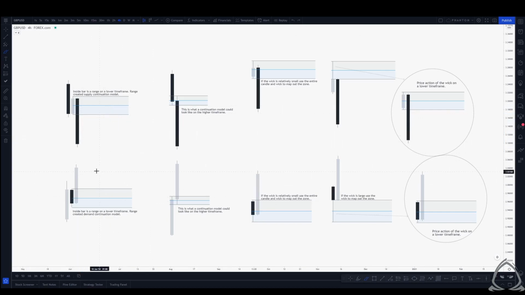Now, on the flip side, the same can be said for a demand zone, where we have a move to the upside that creates a high, creates a low, and we have a bearish candle. It could also be a bullish candle. In this case, this could also be a bearish candle if we don't actually break this wick. The main thing about an inside bar is that we have one candle, the next candle stays within that candle, and then the next candle breaks it. And that becomes the most important part.